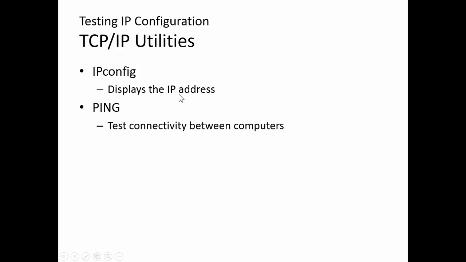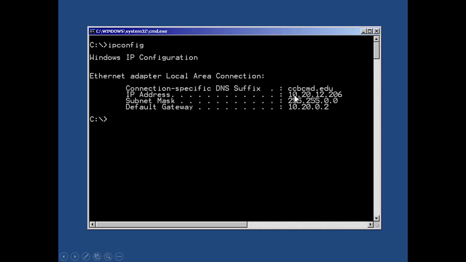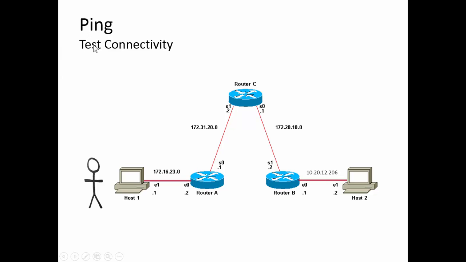To display the IP address of the computer where I am, I go to the command prompt and I type the ipconfig command and press the enter key. That shows me that my IP address for this computer is 10.20.12.206. That's the IP address of this computer. Now, ping allows you to send a signal out to another computer to see if that other computer is running. And if that other computer sends a signal back, then you know that the other computer is running and all the hardware between you and the other computer is good.